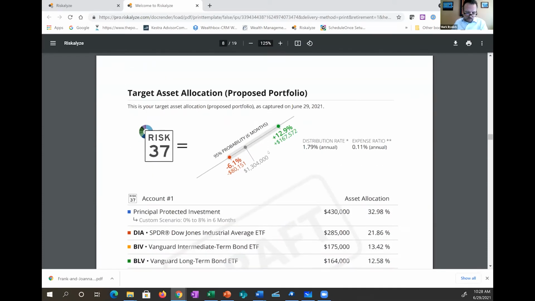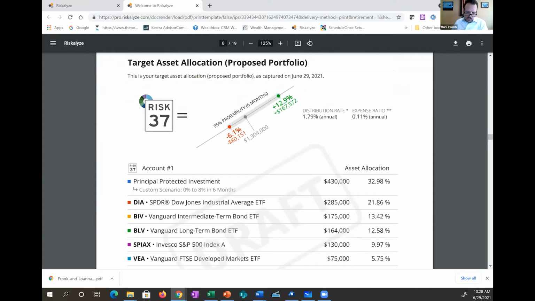So now here's our target asset allocation. And what I did is I took a third, really, well, that's 32.98 is basically a third, in a principal protected investment. Now, I don't care if it's a fixed indexed annuity. I don't care if it's a structured CD, if it's a note.